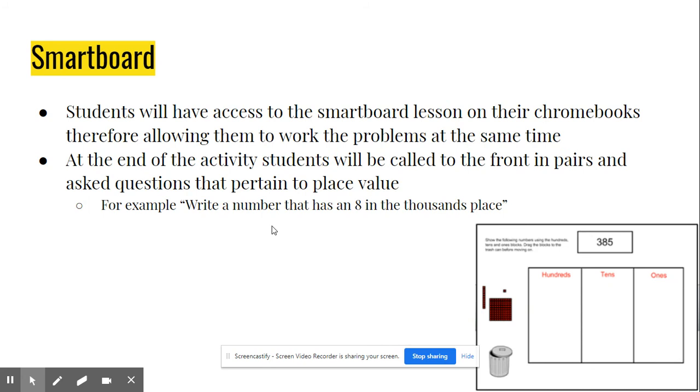For the Smartboard, students would actually have access to the lesson on their Chromebooks. That way they're able to work the problems along at the same time as Ms. Corbin does. At the end of the activity, she would call them up to the front in pairs to answer questions on the Smartboard. So she would say something like, write a number that has an 8 in the thousands place, or write a number that has a 2 in the hundreds place, just to kind of gauge where they're at.